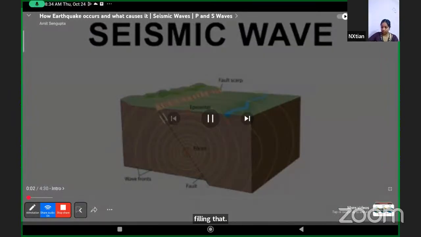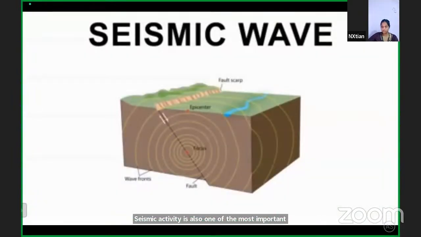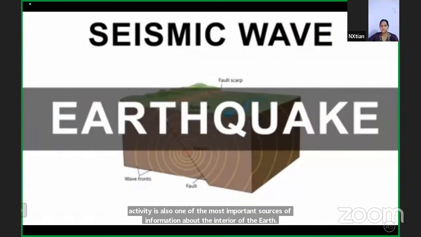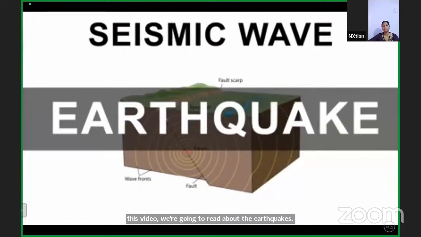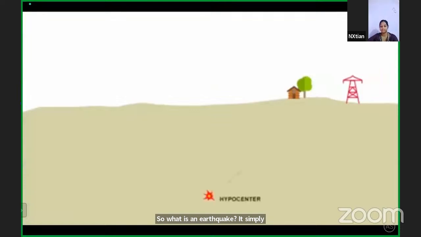Seismic activity is also one of the most important sources of information about the interior of the Earth. In this video, we're going to read about earthquakes. So what is an earthquake? It simply means shaking of the Earth. It is caused due to release of energy, which generates waves that travel in all directions.